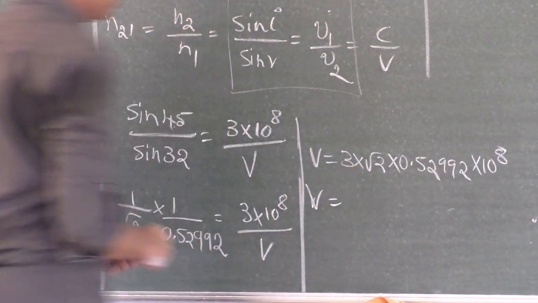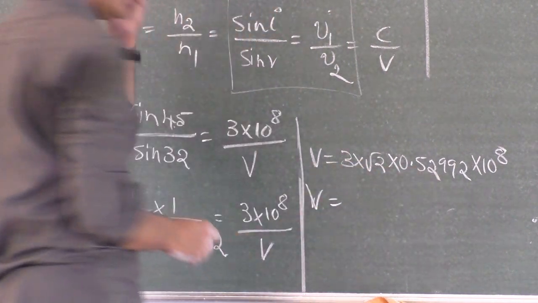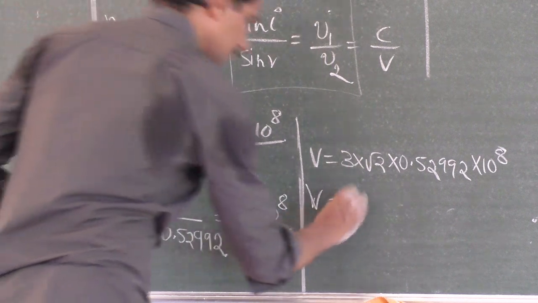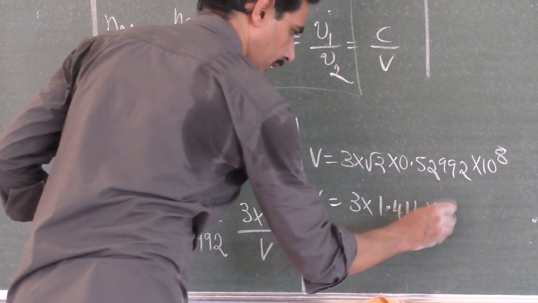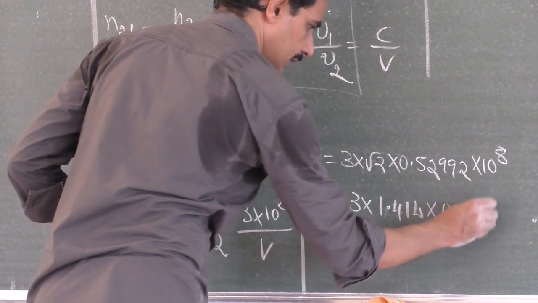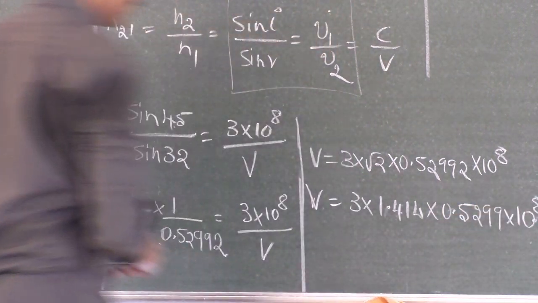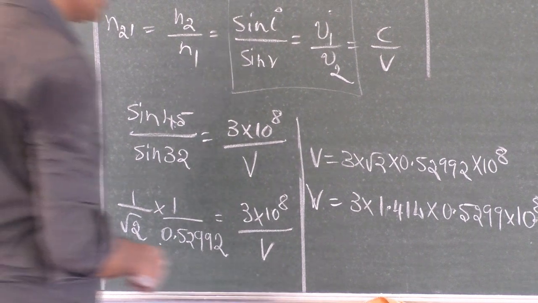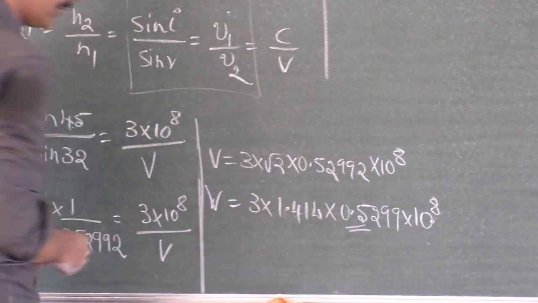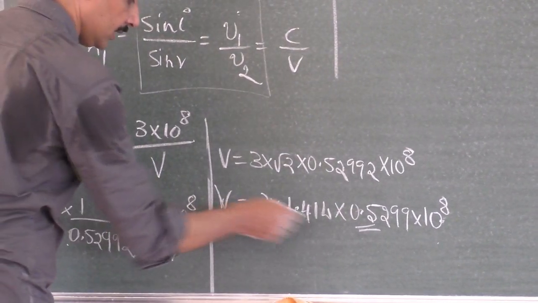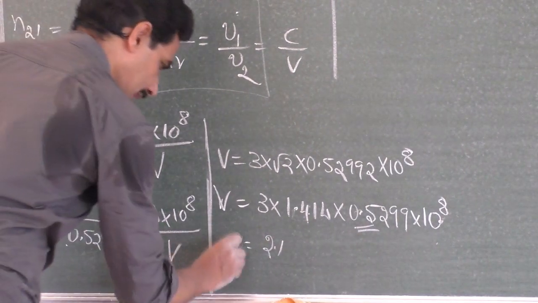The answer is written in the problem. I will approximately do it like this. Let us check. You check it in the calculator. Root 2 is 1.414, into 0.5, right? 0.52992. Actually you will get 10 to the power 8. So the answer will be, you see, I will take this as almost 0.5. Almost 0.5 means half. Half of 1.4 is 0.7. 0.7 into 3 means it is almost 2.1. What is the answer given? 2.24, yes. You check it in the calculator.